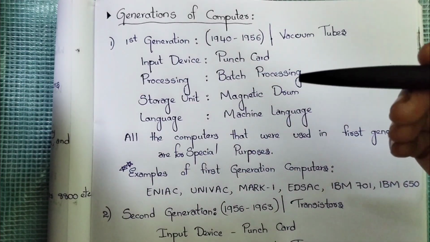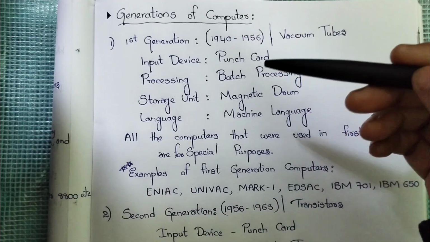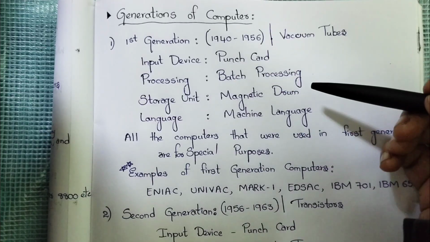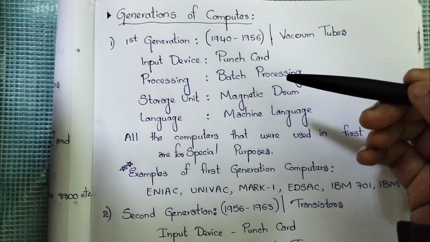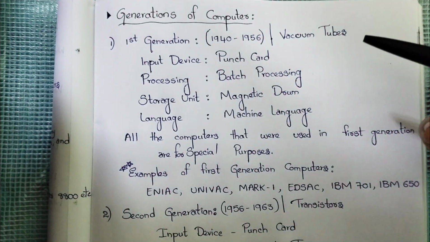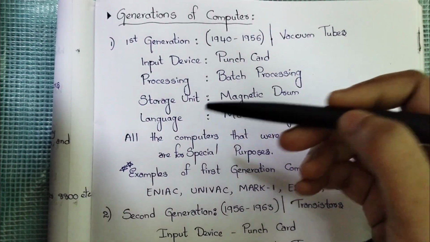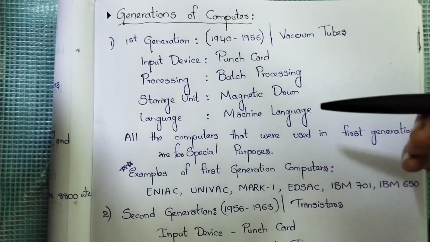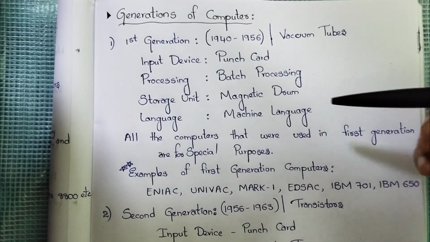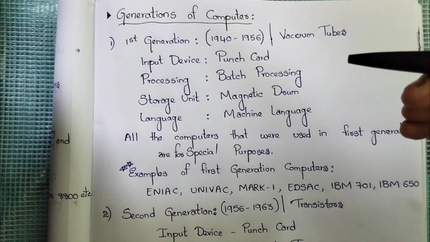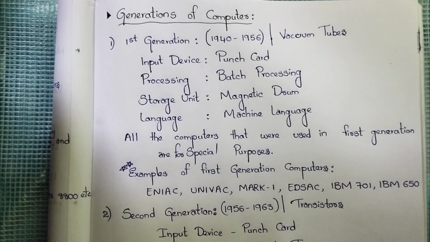The input device used in the first generation computer is the punch card, and batch processing was used. What is batch processing, we will discuss in further classes where I will be discussing operating systems. For the storage unit, magnetic drum was used. The language is machine language. Machine language is a language that is closer to the machine; humans cannot understand that kind of language.